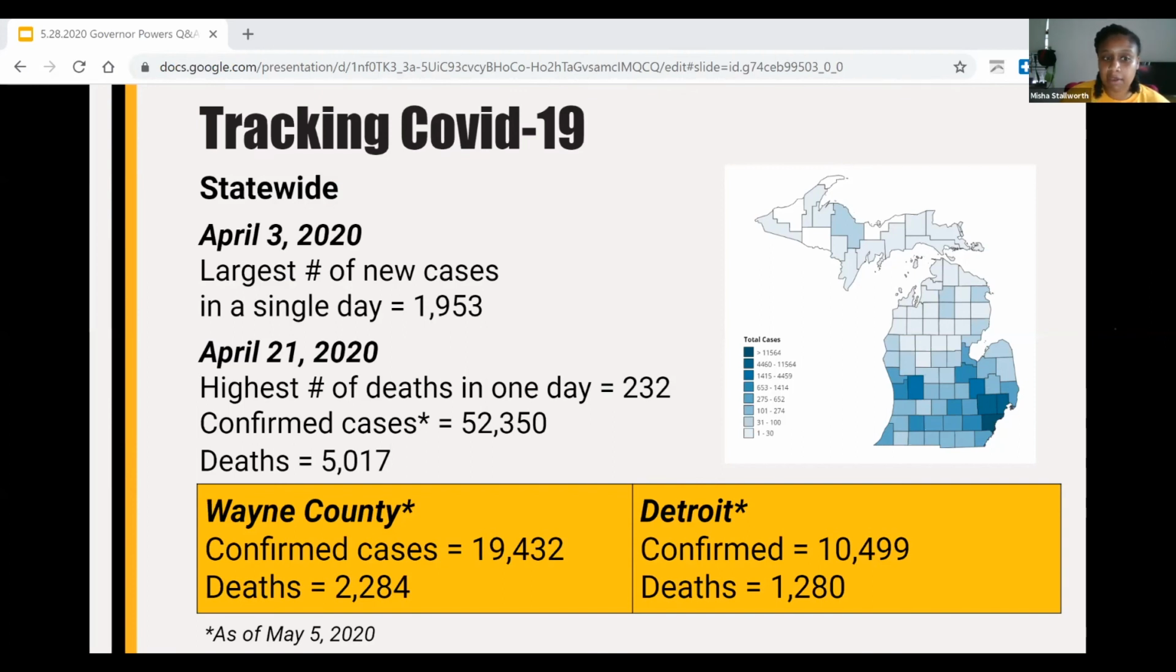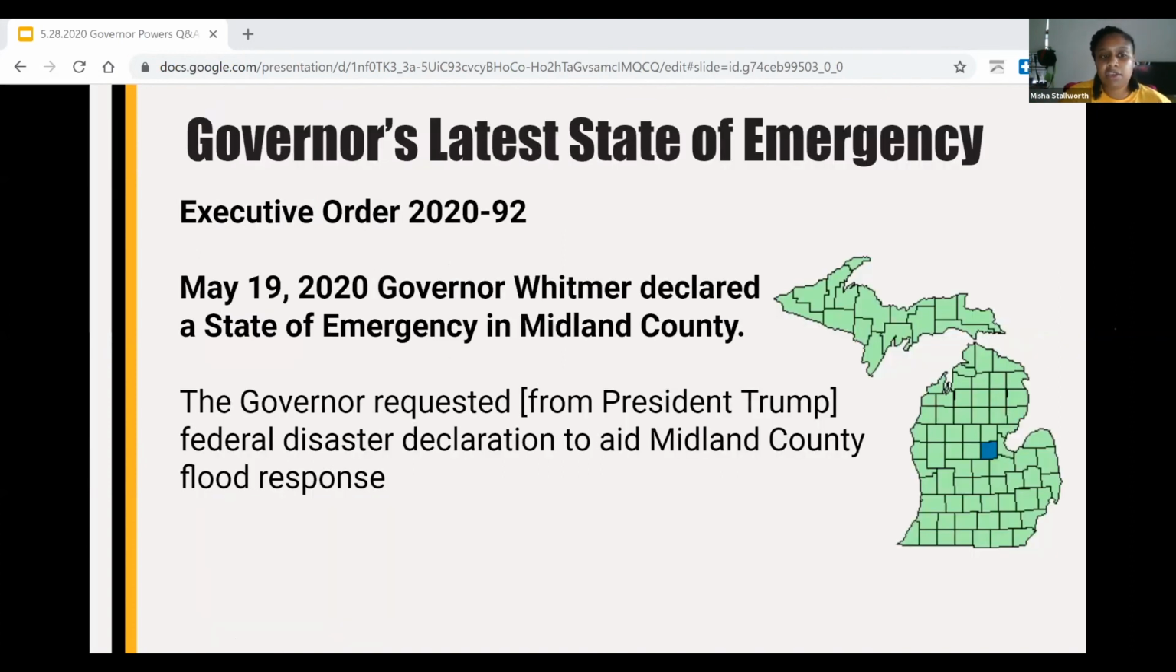So you can see that that's a significant percentage of those total deaths that we saw on April 21st. And if you look at Wayne County broadly, the deaths at 2,284, again, a significant number of those total 5,000 deaths from April 21st. Now these numbers at the bottom are from May 5th. But again, just looking at how those numbers are impacting our region. And then finally, looking at another example of a state of emergency, Executive Order 2020-92. So if you haven't typed in the chat yet, here's another opportunity to tell me what those numbers mean.